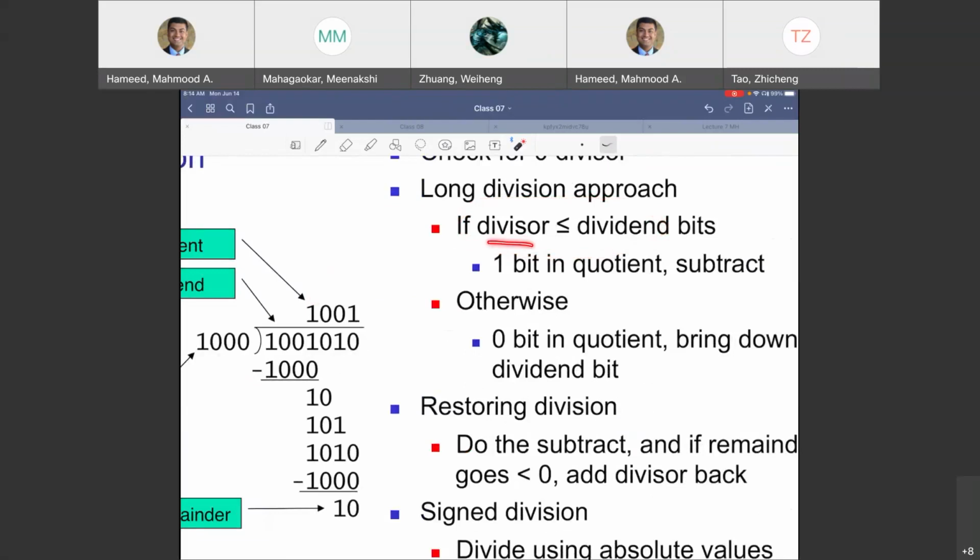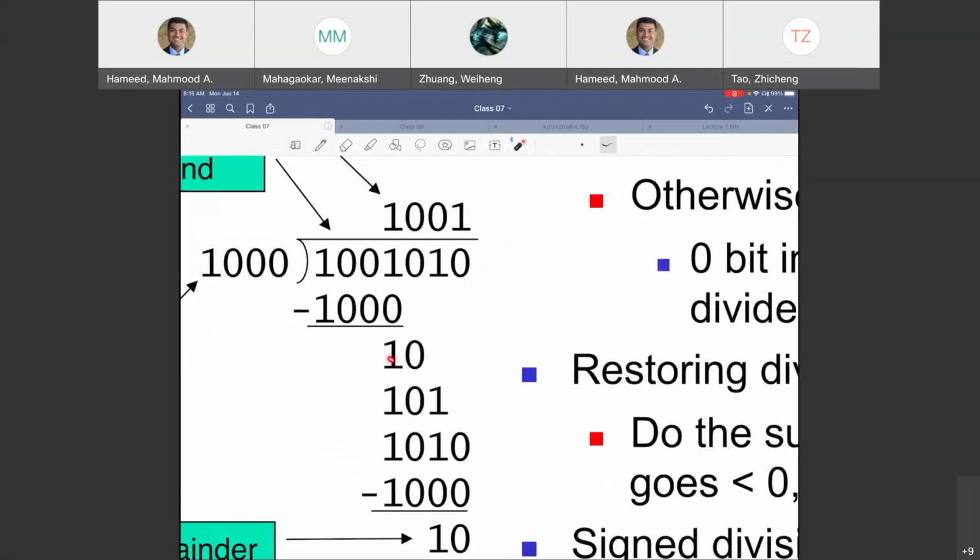If the divisor is smaller, which means the divisor can be consumed and the dividend is greater, you put a 1 in the quotient and then subtract. When you subtract, what do you get? You get a 1 here. You compare again. 1 is smaller, so you bring down the next bit. When you bring down the next bit, you put a 0 in the quotient.